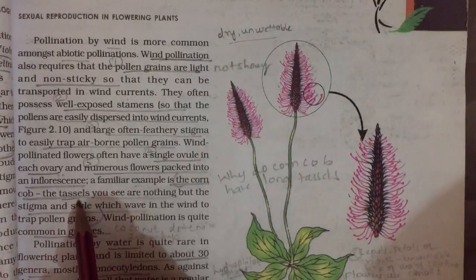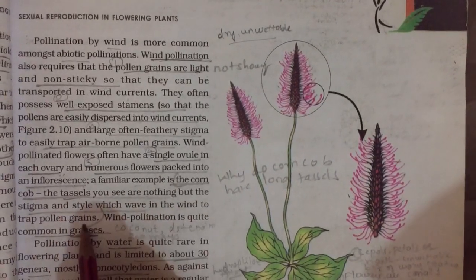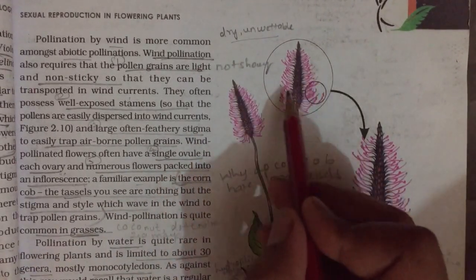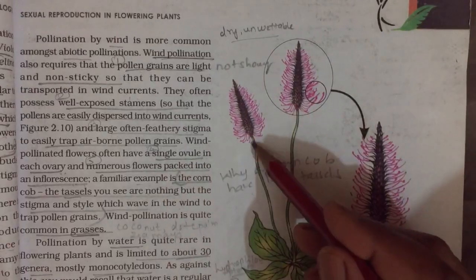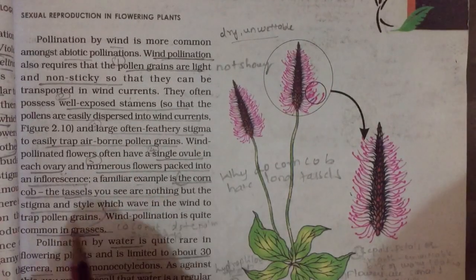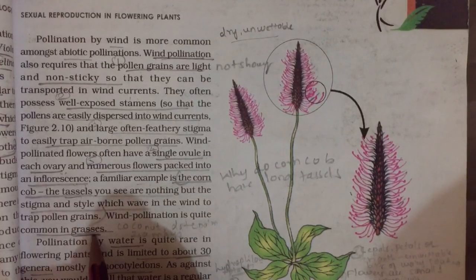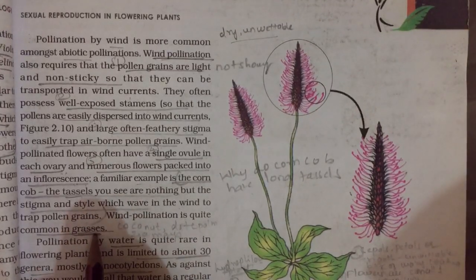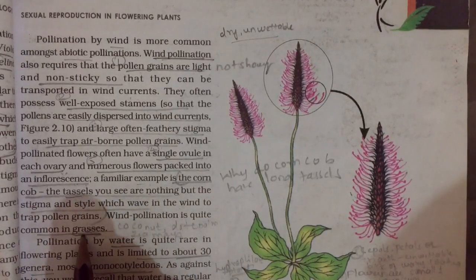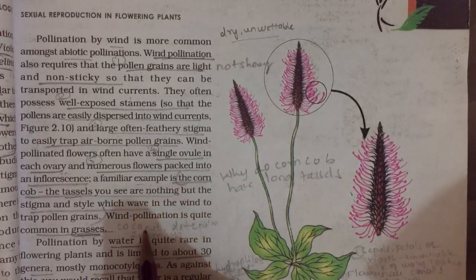The corn cob tassels are nothing but the stigma and style which wave in the wind to trap pollen grains. If it is a female flower, then these tassels will trap the pollen grains moving through the wind. For that reason it has this long tassel to wave. Wind pollination is quite common in grasses. Sentences like this will be used in entrance exams, like: wind pollination is common in what kind of plants? It is grasses. With this you can find some more examples like coconut, date palm and Zea mays. In these also there is wind pollination.